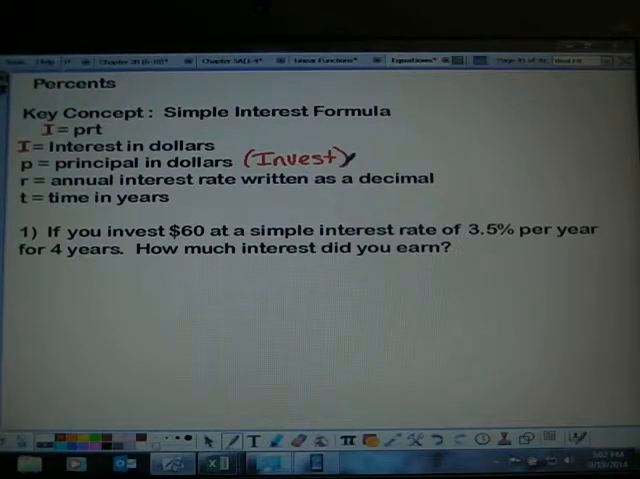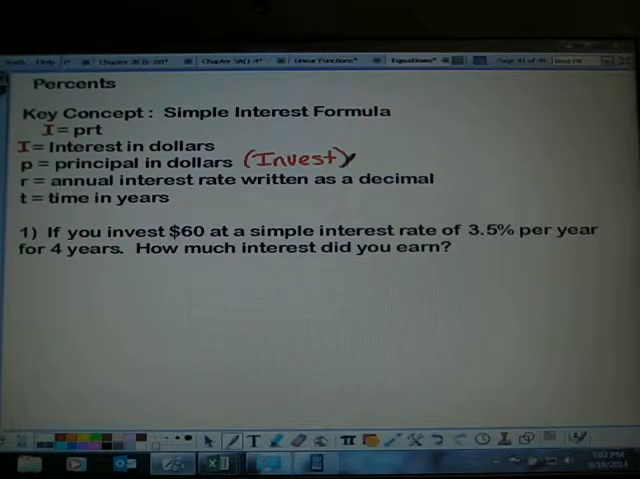The last thing is T. T is represented as time in years. So if we have it invested for 10 years, then we would put a 10 there. If we only put it in for 6 months, then we would have to use 0.5 or 1/2 because it's only half of a year. So 0.5 would be what we would use for T in that case.